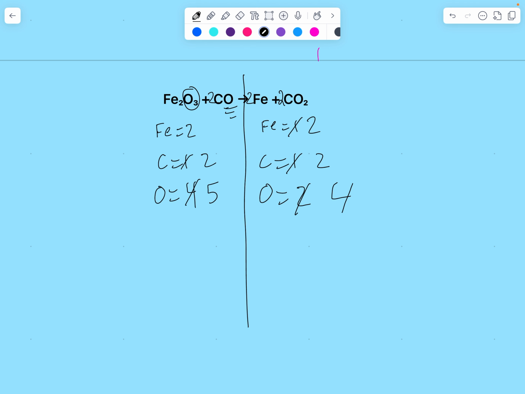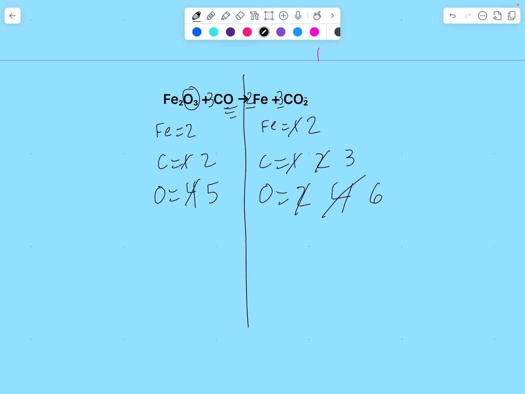Being that we have a 5 and a 4, the next step would be to go back here, and our goal would be to try it out with the next number. So what we're going to do is we're going to try 3. So we have 3 carbons now, and then you have 6 oxygens. You have 3 times 2, which is 6, so you have 6 oxygens. So now let's see. What we're going to do is we're going to change this 2 into a 3. You just try the next number after it.